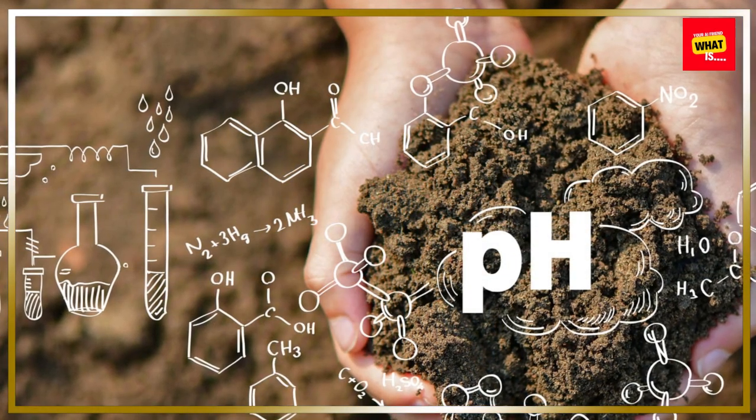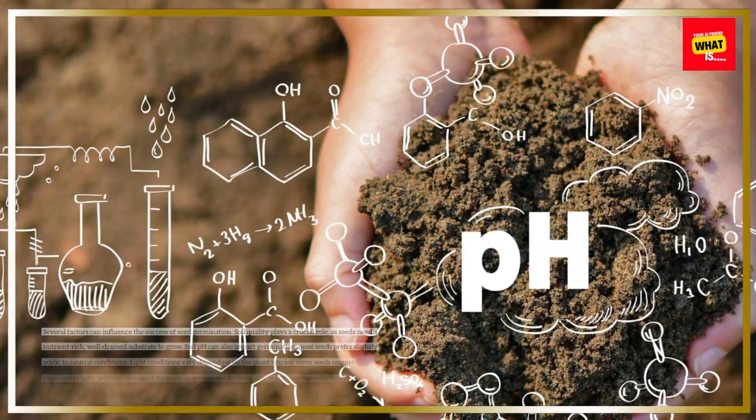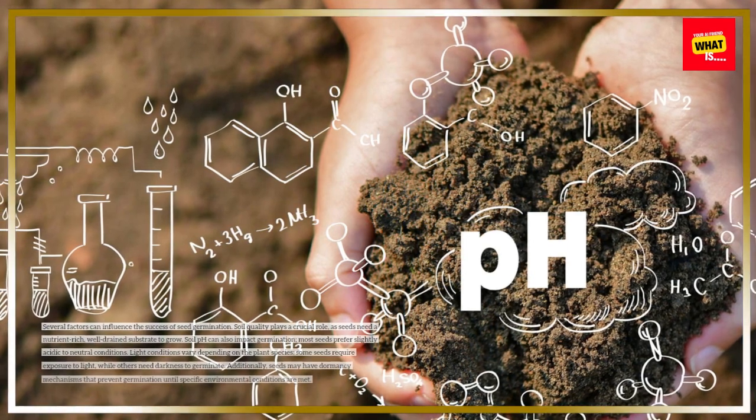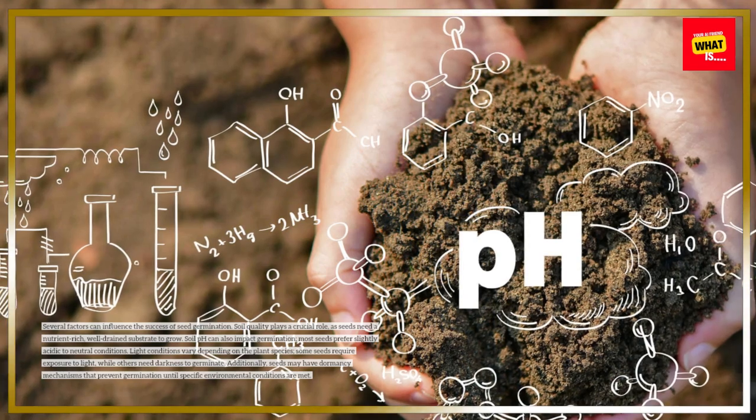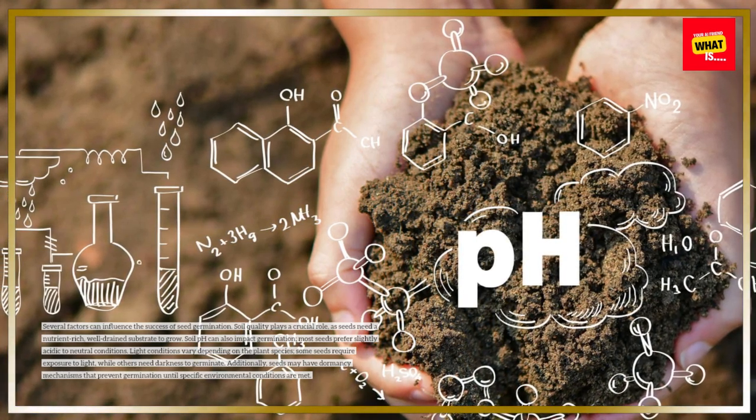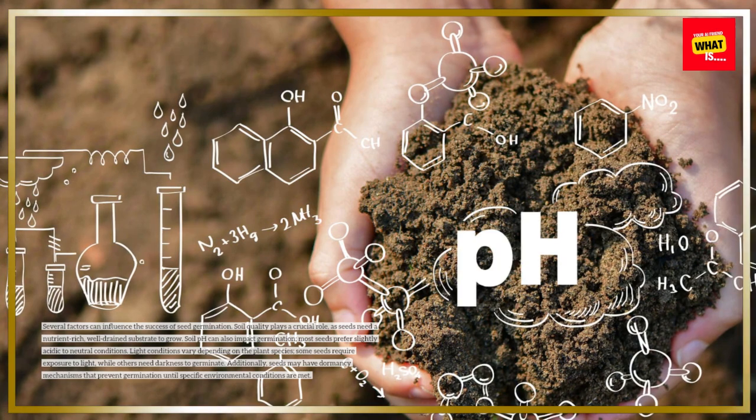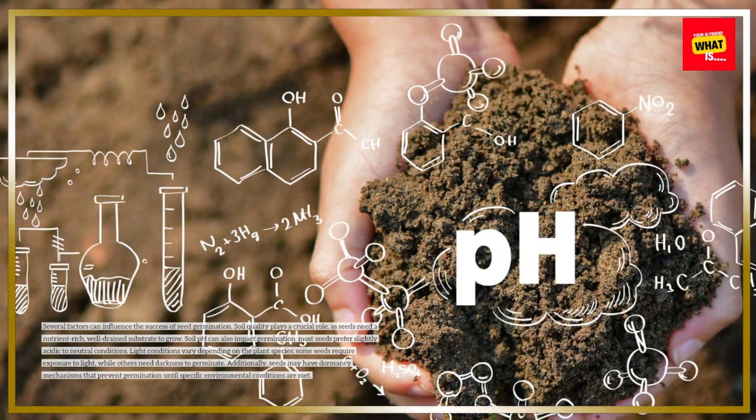Factors affecting germination. Several factors can influence the success of seed germination. Soil quality plays a crucial role, as seeds need a nutrient-rich, well-drained substrate to grow. Soil pH can also impact germination. Most seeds prefer slightly acidic to neutral conditions.